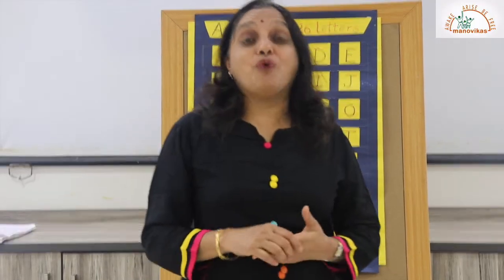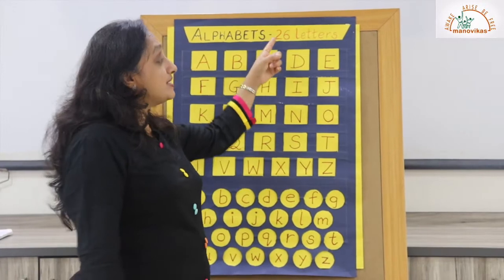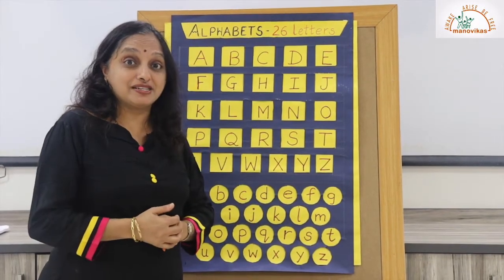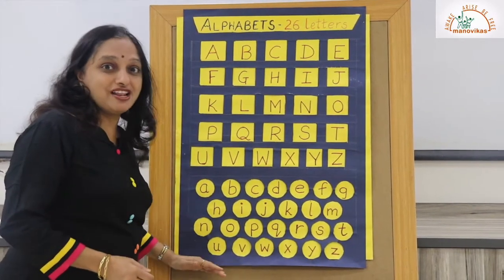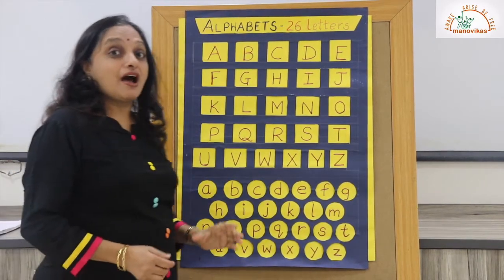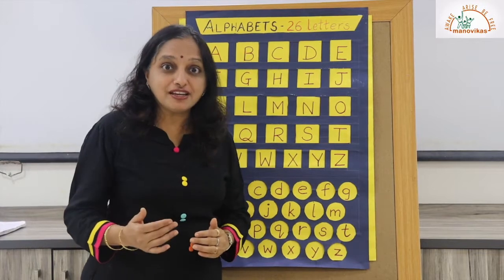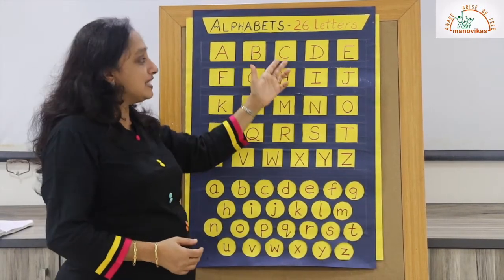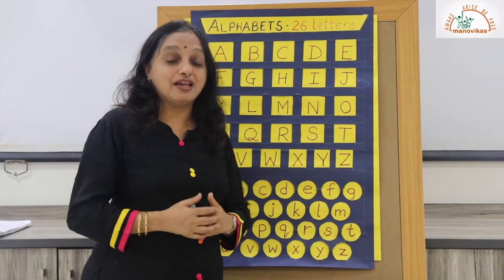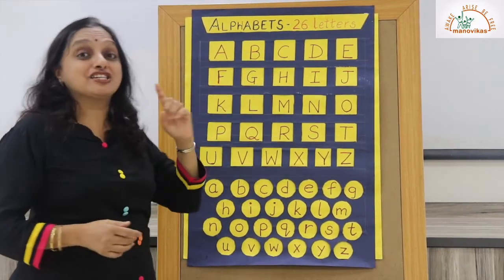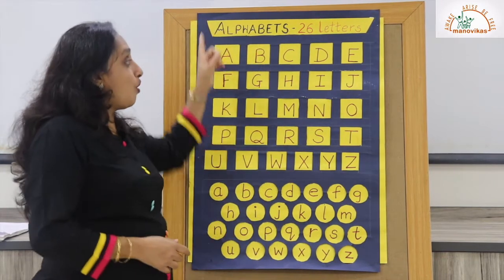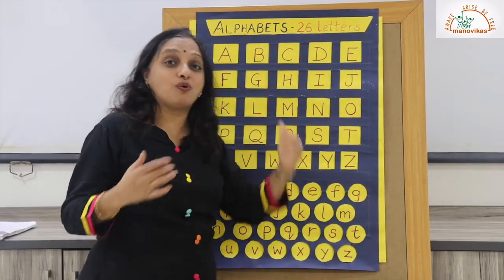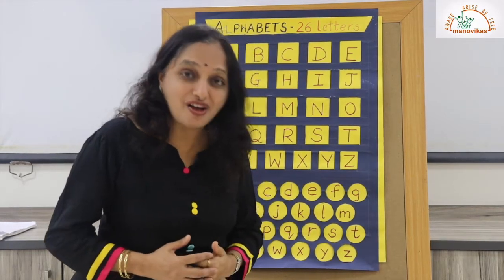So children, you all are well versed with the alphabets. As you all know, there are 26 letters in the English alphabet. These letters are written in two ways, capital letters and small letters. Now these letters are put in order. The order of the letters is A, B, C, D, E and so on. This order of the letters is called alphabetical order. What is it called? This order A, B, C, D, E, and so on, is called alphabetical order.